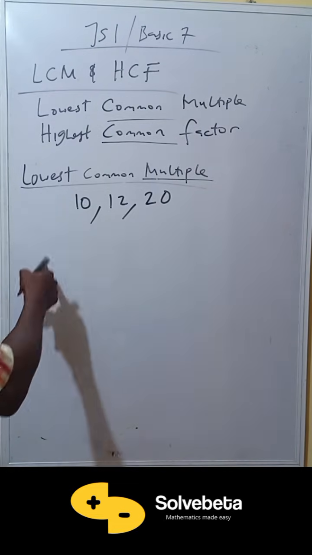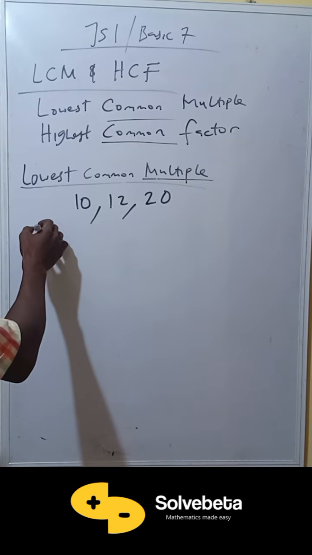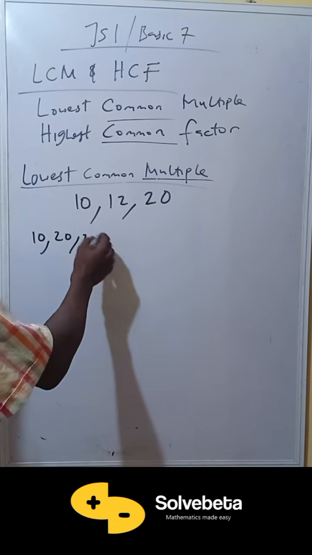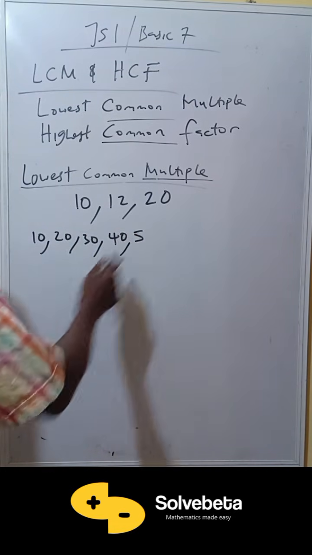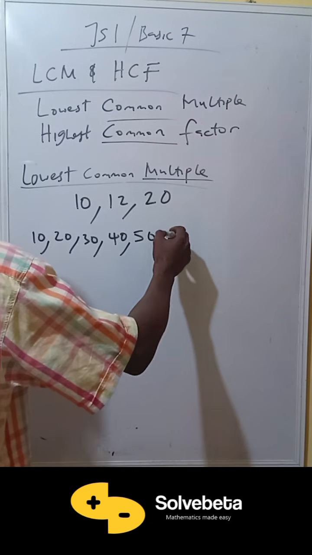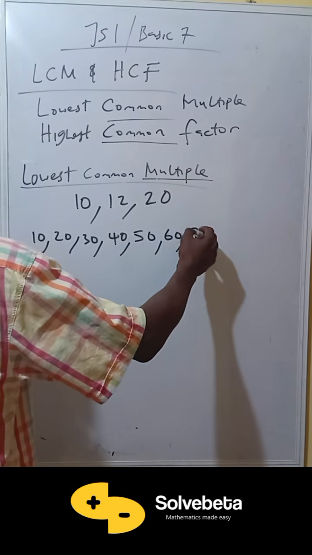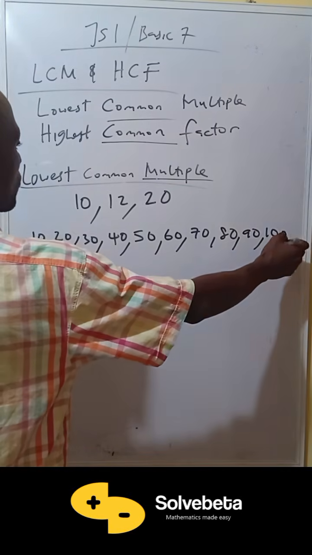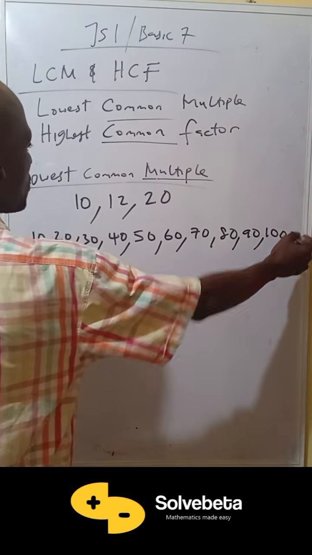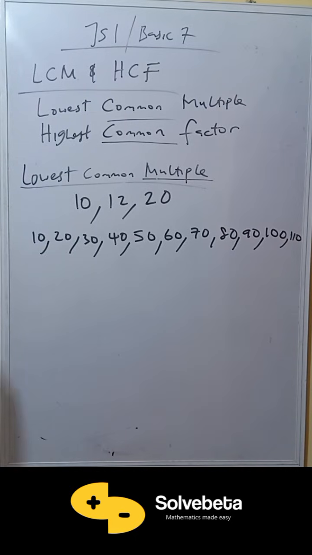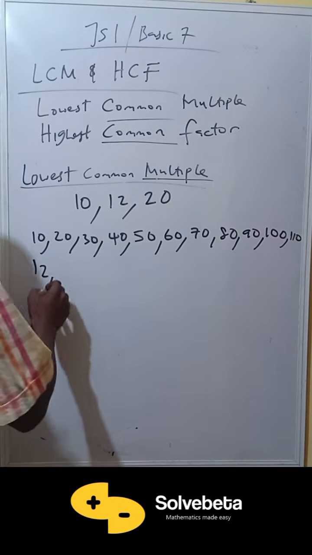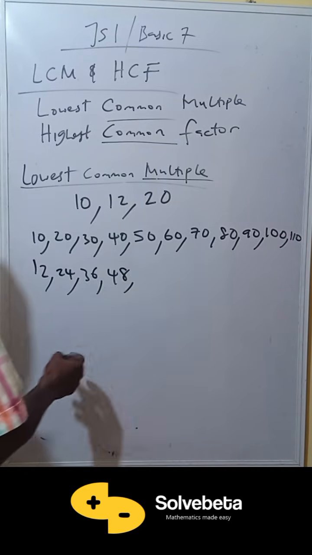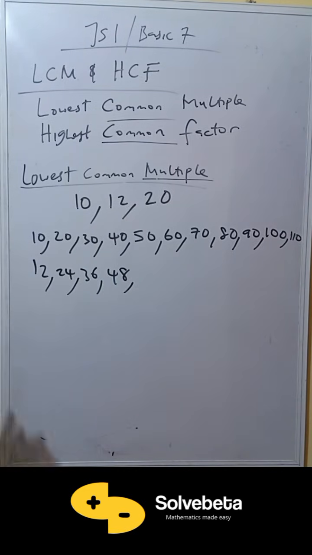So let's write the multiples of 10. The multiples of 10, let me write it this way: 10, 20, 30, 40, 50, 60, 70, 80, 90, 100, 110. Then the multiples of 12: 12, 24, 36, 48.